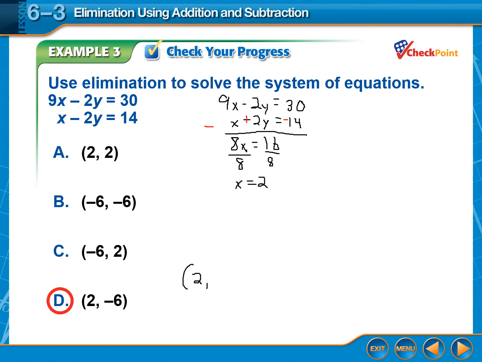So let's take the second one, x minus 2y is equal to 14. And instead of x, I'm going to use my value that I just found, so 2. So 2 minus 2y is equal to 14. So now we just solve this equation for y. So we're going to take 2 away from both sides, which on the left will leave me with negative 2y. And on the right, 14 minus 2 is 12.